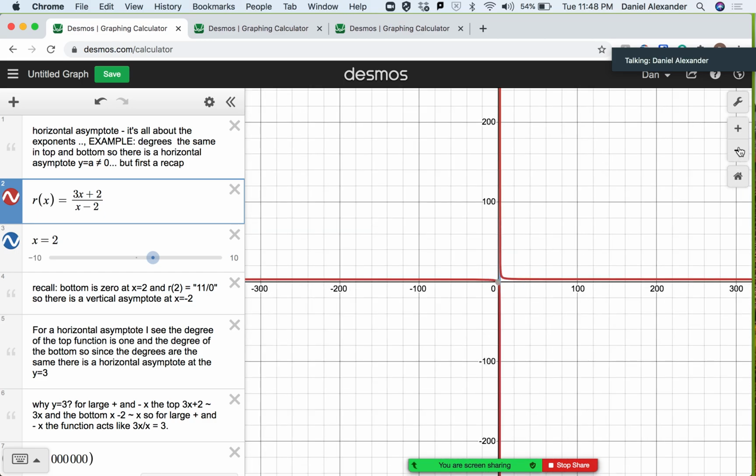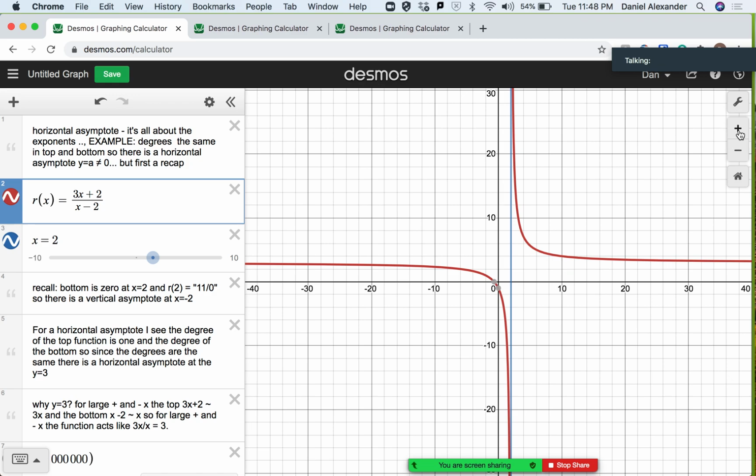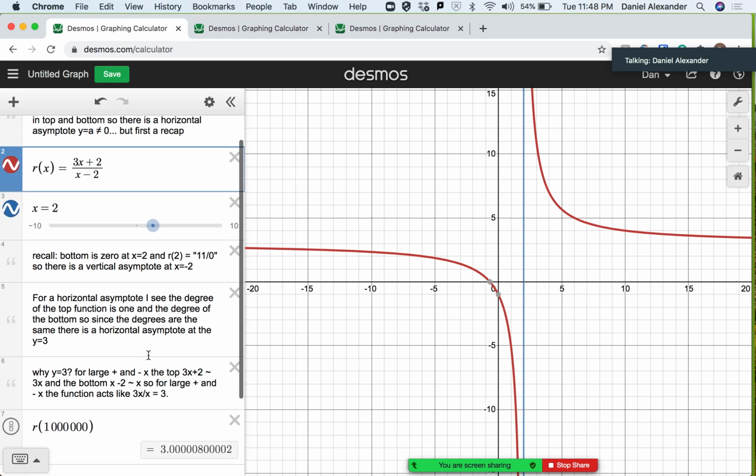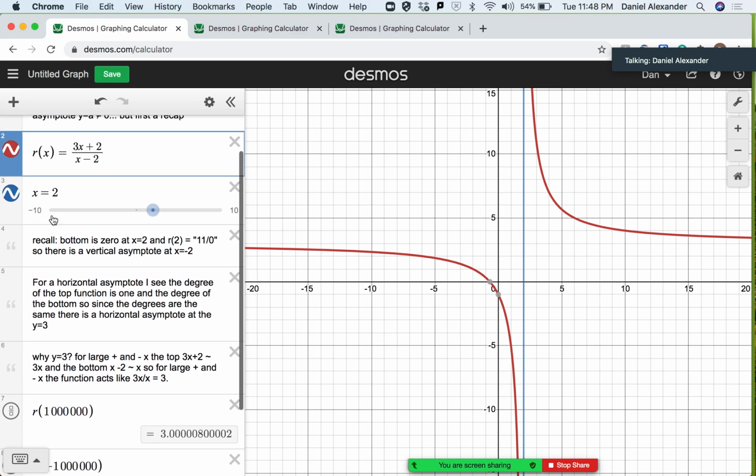And you can see it here. I'll zoom in a little bit, and you can see how the graph eventually approaches x equal 2. That's what we did before. Enough said. Now for the horizontal asymptote, so let me turn that off.